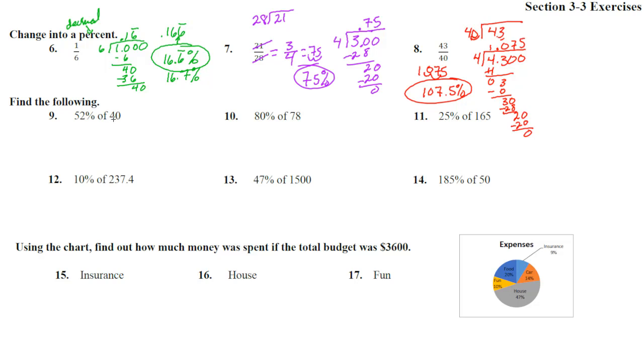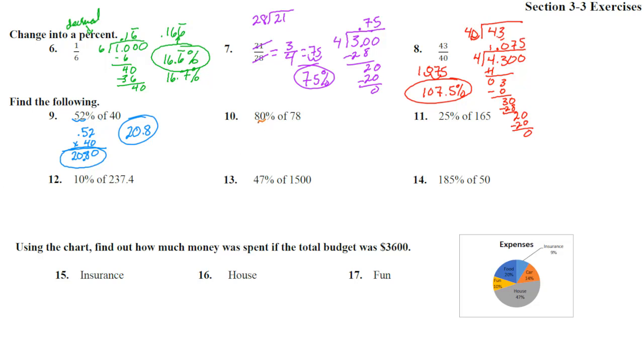Number 9, 52% of 40. Okay, 52% of 40. Now, of means times, so we take this, here's the decimal, go 1, 2, because we're going backwards, we're changing it back to a decimal. So we're taking 0.52 of means times 40. Okay, so we have the 0. 4 times 2 is 8. 4 times 5 is 20. And we have 2 decimal places, 1, 2. So it's going to be right there. 20.80 or 20.8.